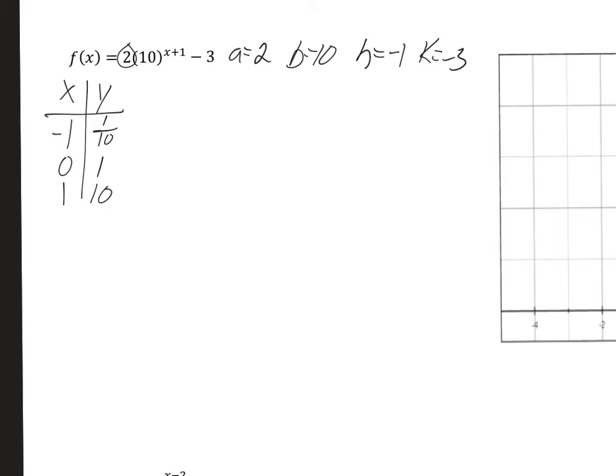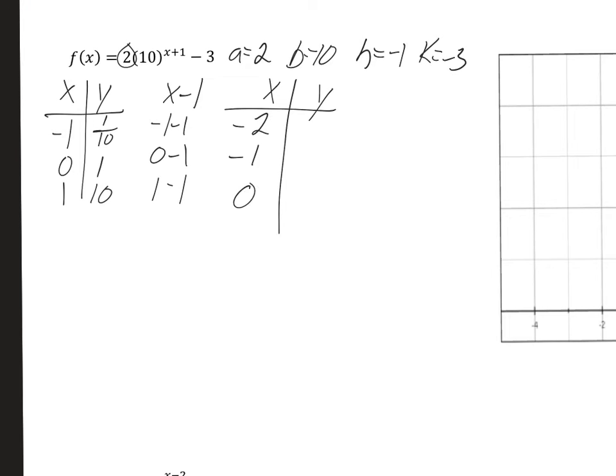Perfect. Now x minus 1, or plus negative 1. It's the same thing. So let's look at how this is going to work out. Well, we have negative 1 minus 1. That's negative 2. 0 minus 1. That's negative 1. And 1 minus 1 is 0.